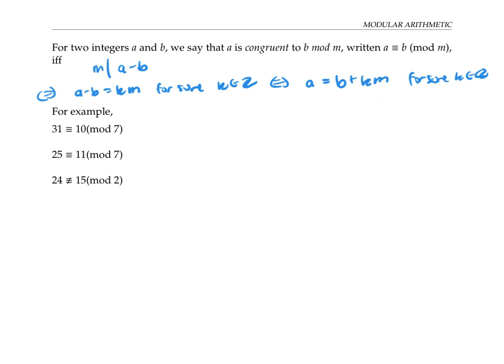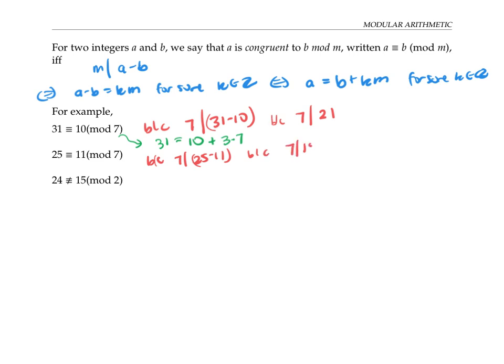In other words, a is equal to b plus some multiple of m. That multiple of m could be positive or negative. So for example, 31 is congruent to 10 mod 7 because 7 divides 31 minus 10, since 31 minus 10 is 21. Or we could think of this as saying that 31 is equal to 10 plus 3 times 7, a multiple of 7. Similarly, 25 is congruent to 11 mod 7 because 7 divides 25 minus 11, which is the same thing as saying 7 divides 14. Or we could write this as 25 is equal to 11 plus a multiple of 7.